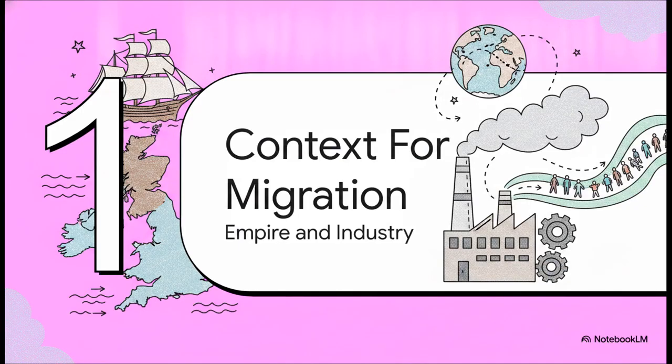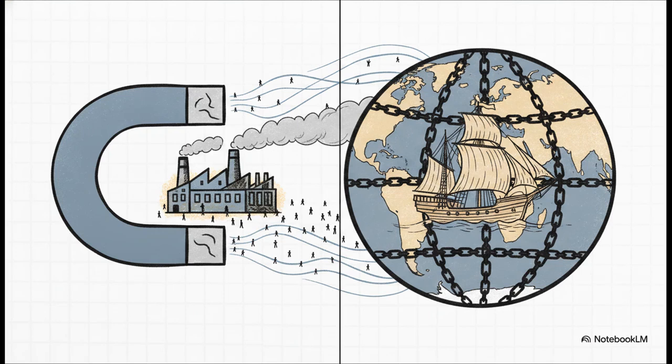Okay, let's dive into this with Section 1, the context for migration. We're going to look specifically at how empire and industry transformed migration into something happening on a completely unprecedented scale. You see, the period between 1700 and 1900 was totally defined by two massive world-altering forces. First up, the Industrial Revolution. Now, this wasn't just about a few factories popping up. We're talking about a period of incredibly rapid industrial growth that created a massive, insatiable urban demand for labor. It acted like a giant magnet, pulling people into rapidly expanding cities.